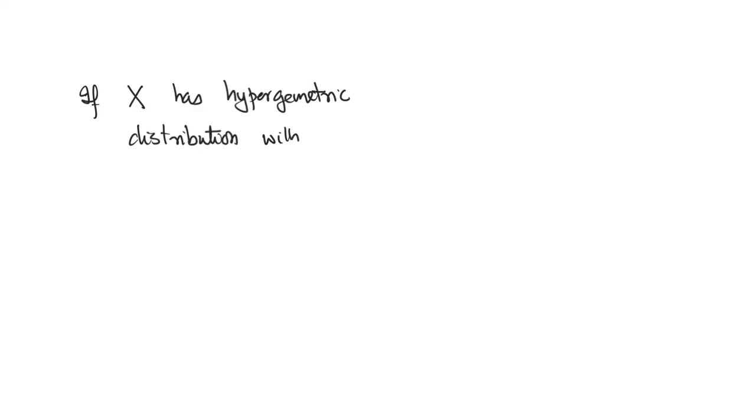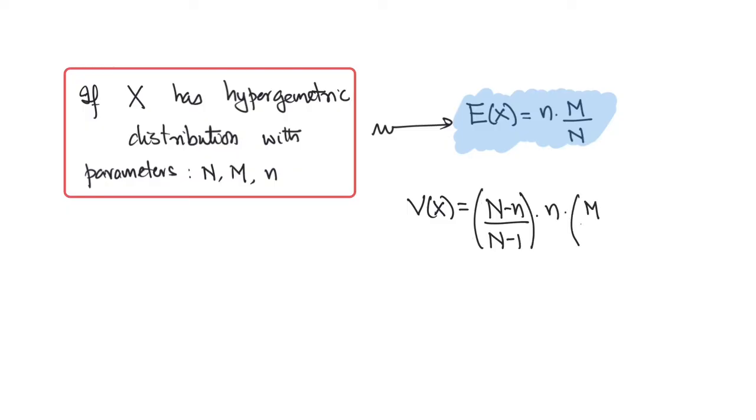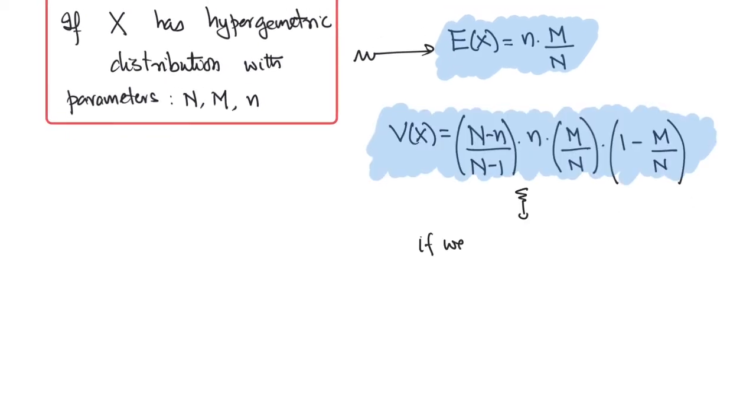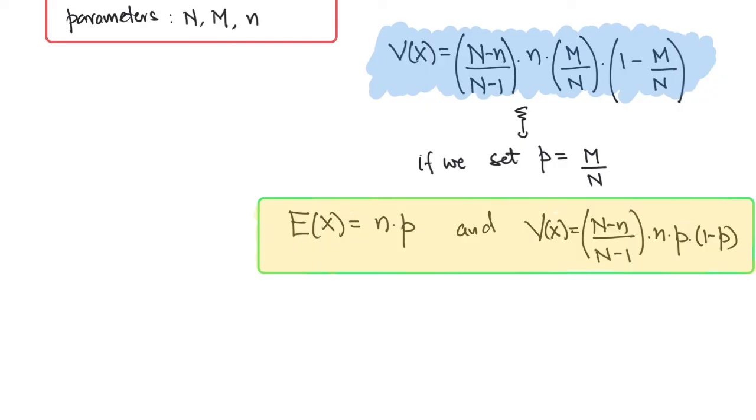We now note the expected value and the variance for the hypergeometric random variable. If X has the hypergeometric distribution with parameters capital N, capital M, and small n, then the expected value is going to be equal to n times M over capital N, and the variance is going to have the following formula in terms of capital N, capital M, and small n. Note that if we set p equals capital M over capital N, the expected value of X is going to be n times p, and the variance of X is going to be capital N minus small n divided by capital N minus 1 times n times p times 1 minus p.